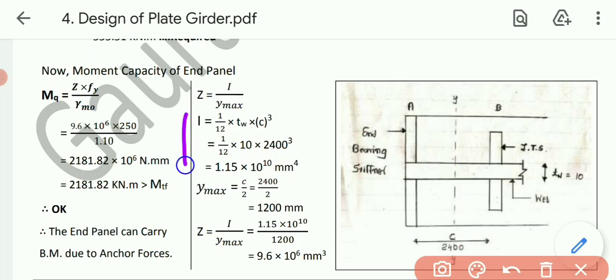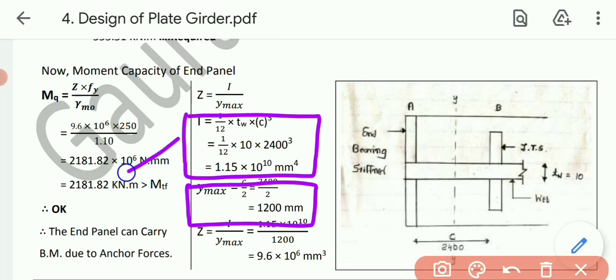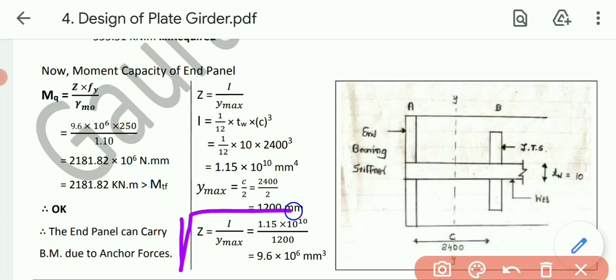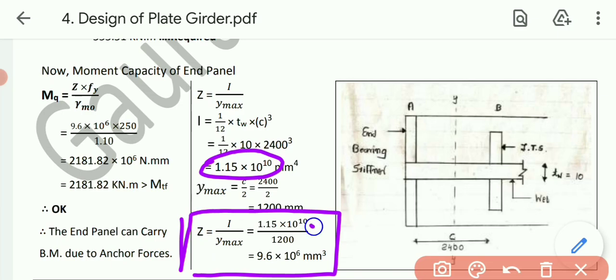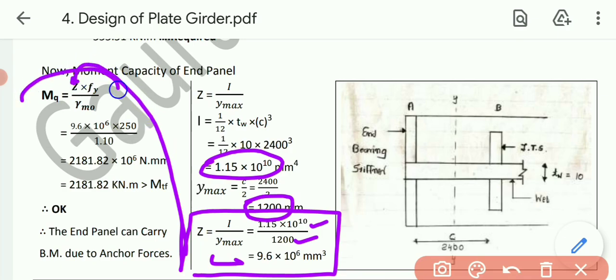So once we get the value of I as well as Y max, with the help of these two values I can easily get the value of Z. So let's put down these values in Z equals I by Y max. I, that is 1.15 into 10 raised to 10, and Y max, that is 1200. By simplifying the term, I will get the value of Z, that is 9.6 into 10 raised to 6 mm cube. And once I get the value of Z, let's put down this value in this formula.